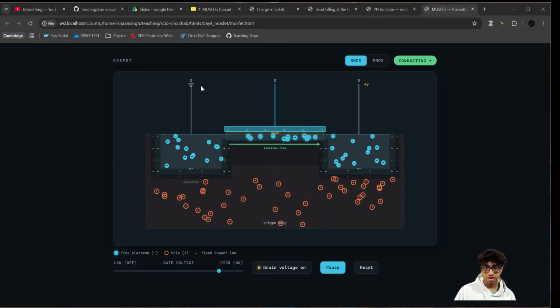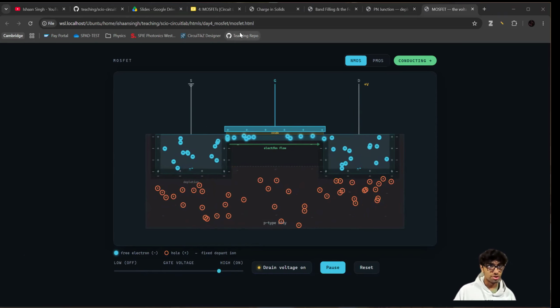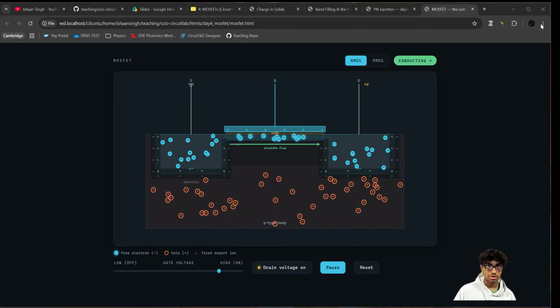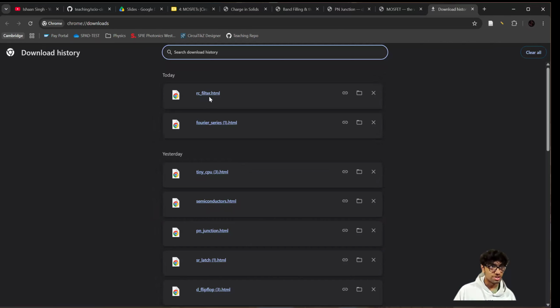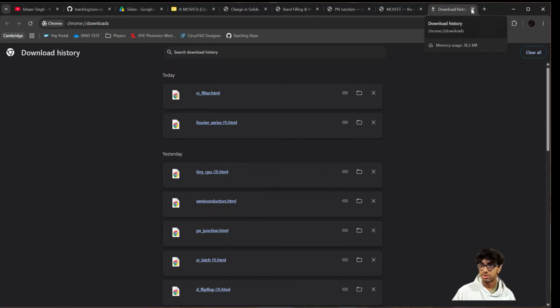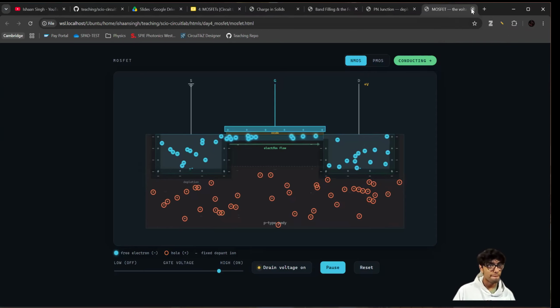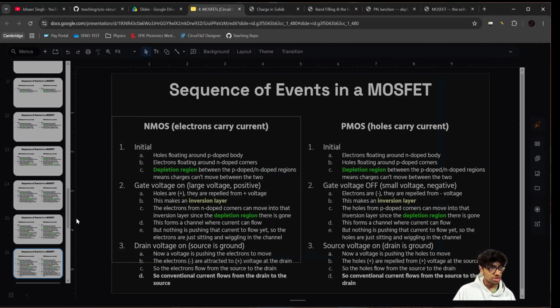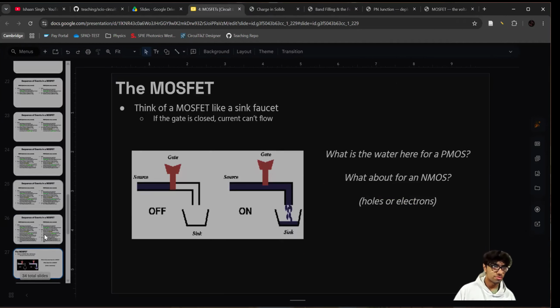So you should use this tool yourself. I'll have it posted. To use the tools, you literally just download it. So you can see my downloads. You literally just download it and then open it, and it'll open in your browser. You don't need to do anything fancy with an HTML renderer or things like that. And so use these tools, work through the choreography here, make sure you understand that.